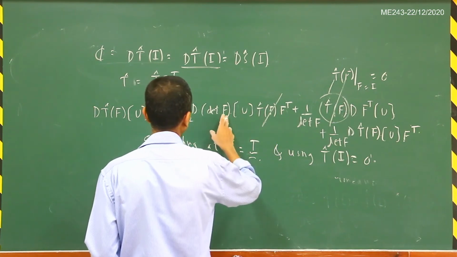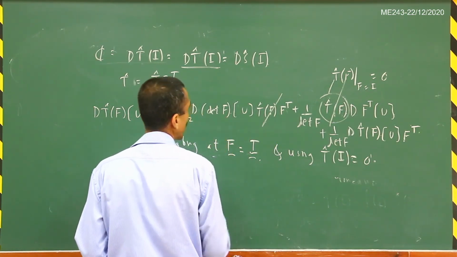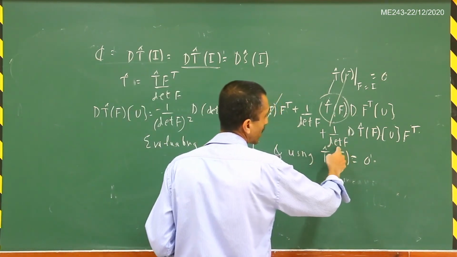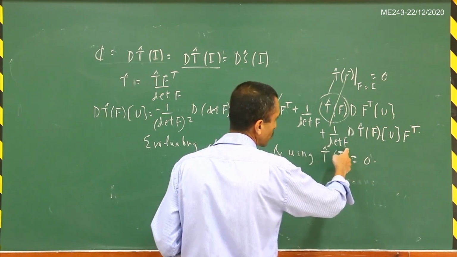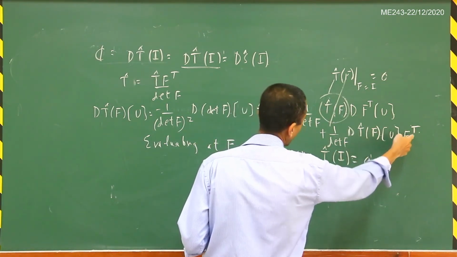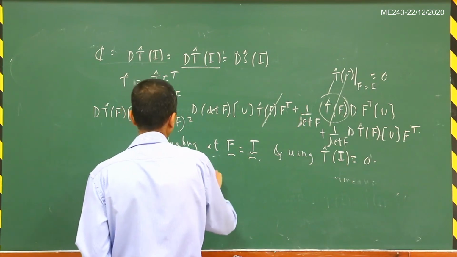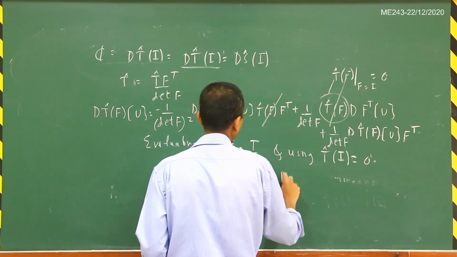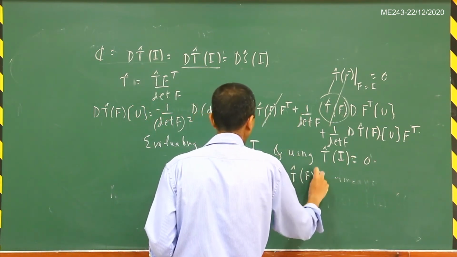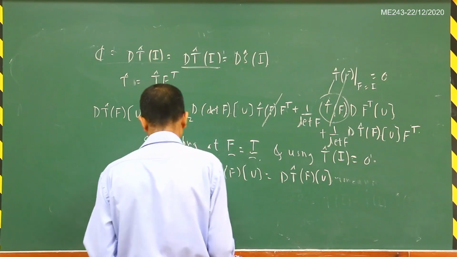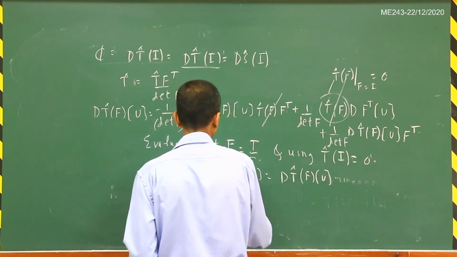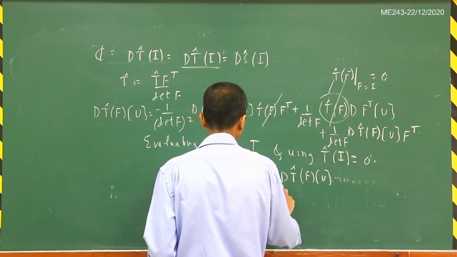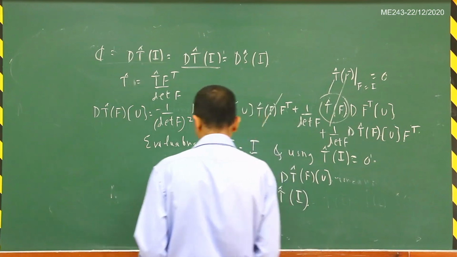So basically, you can see from this one here, just substitute F equal to identity, then determinant of F is determinant of identity, which is 1, and this is identity transpose, so that is also identity. So you will get that D of tau hat of F in the direction u is equal to D of t hat of F in the direction u, and hence you will get that C is also equal to D of tau hat evaluated at the identity tensor here.